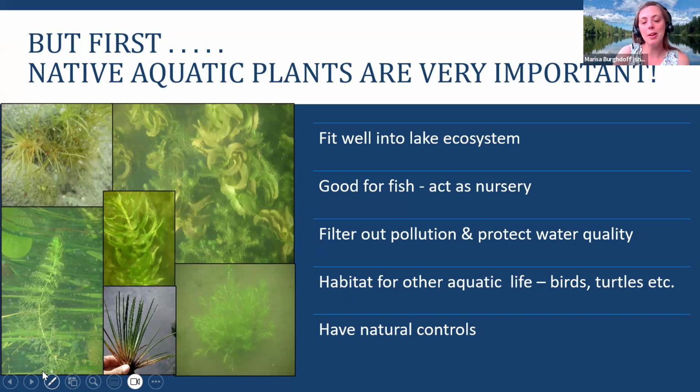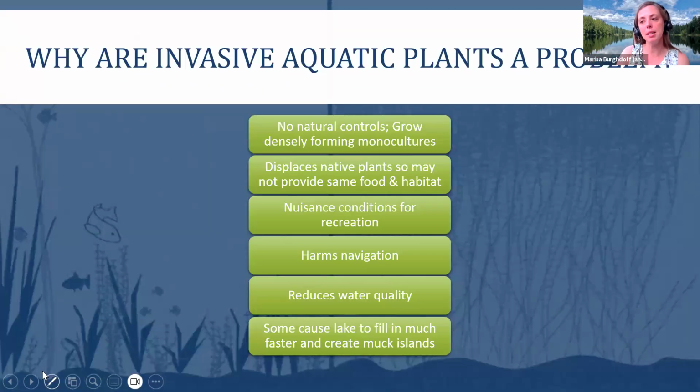So not all plants are bad. Plants are very good, but these ones don't typically become as big of a problem because they do have natural controls. That being said, there sometimes do get really abundant growth of native plants. And so we're not really going to talk about that tonight, but there are a few options you can do to reduce native plants in small areas to try and have that balance. But in general, we really want to keep our native plants in the lake because they're really important for the health of the lake. But invasive plants are a problem.